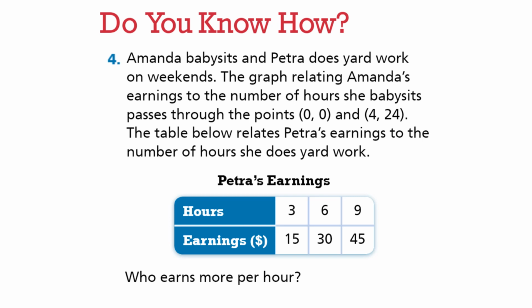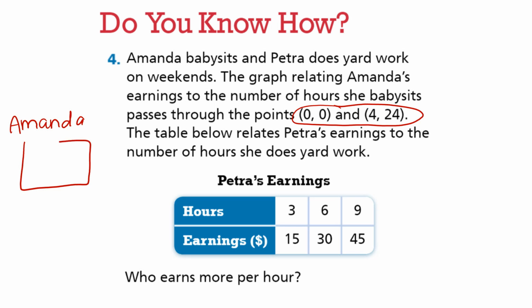Amanda babysits and Petra does yard work on weekends. The graph relating Amanda's earnings to the number of hours she babysits passes through the points (0, 0) and (4, 24). The table below represents Petra's earnings to the number of hours she does yard work. So if these are our values for Amanda, we can create our own table of data. So we have 0 hours would represent $0. Or we have 4 hours worked, which would represent $24.